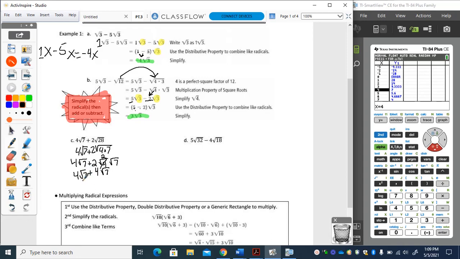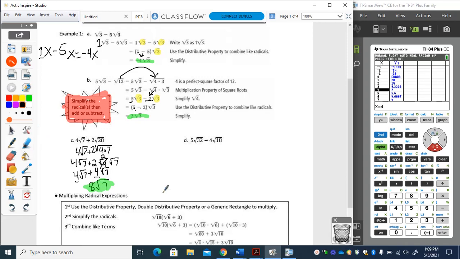Now, do they have like radicals? Yeah. So just combine their outsides with 4 plus 4. Well, that would be 8. So we have 8 square root 7. And that's all you have to do. That's how you do it.